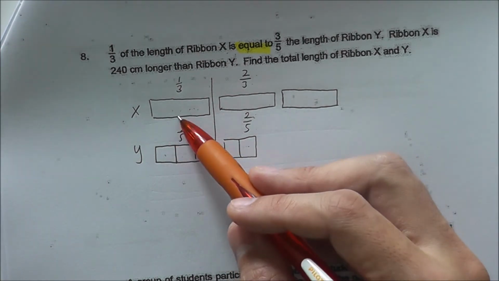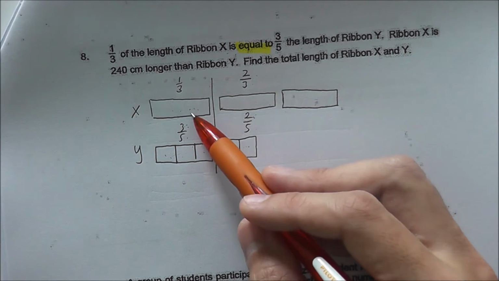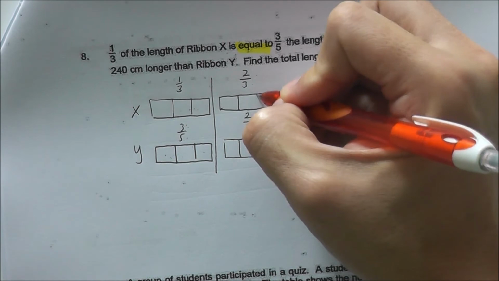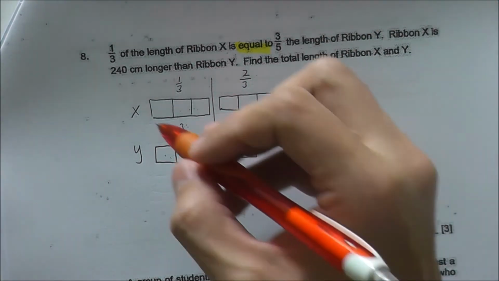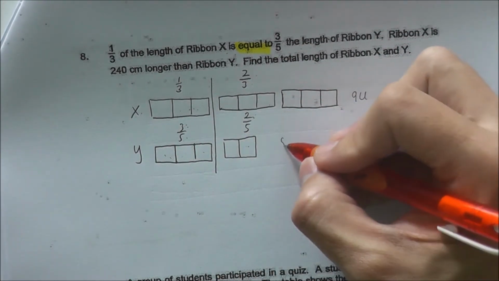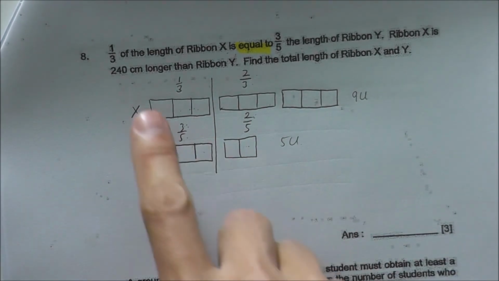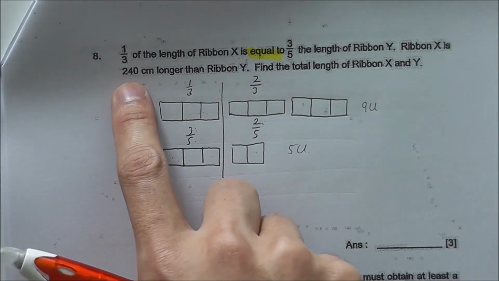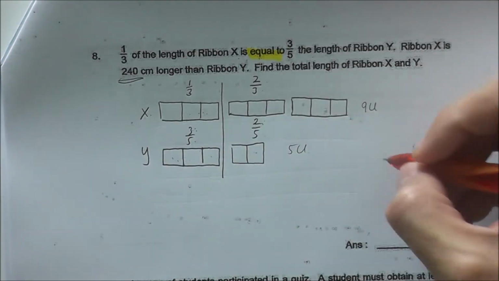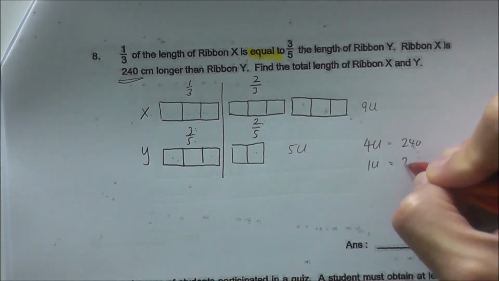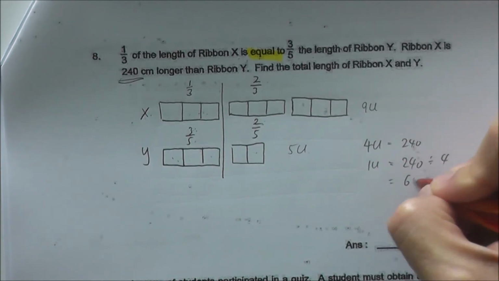Alright guys, now we need to change them to the same unit size. Can you see that this and this is the same? But this is cut into 3, this is only 1. So to make them the same unit size, just cut this into 3, into 3, into 3. So we can see very clearly X is made up of 9 units and Y is made up of 5 units. The difference is 1, 2, 3, 4, which is 4 units, equivalent to 240 cm. So 4 units is 240. 1 unit will be 240 divided by 4, 60.